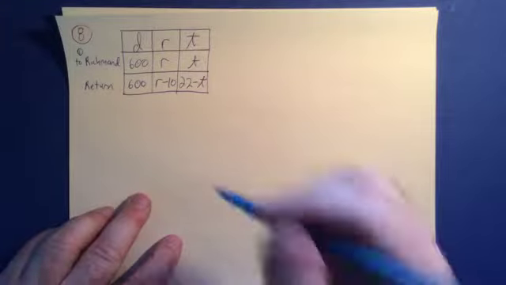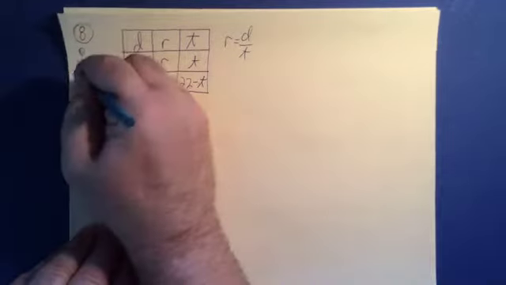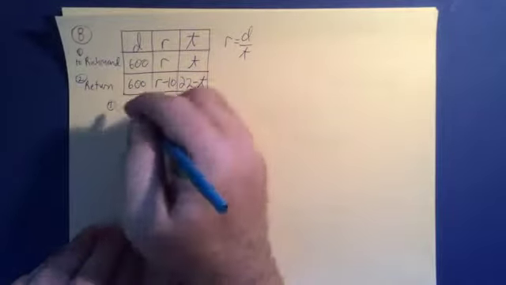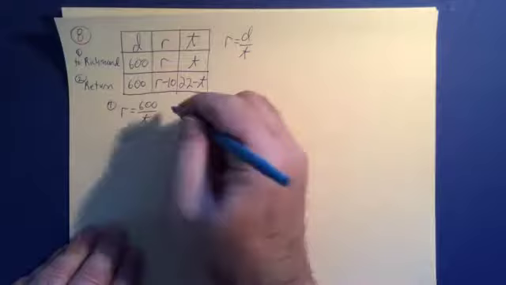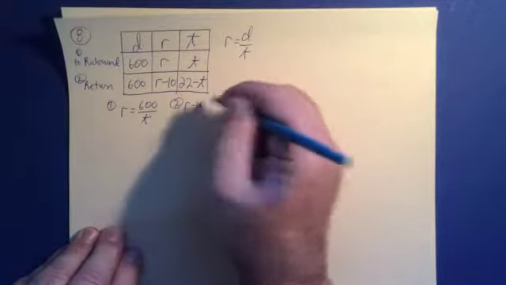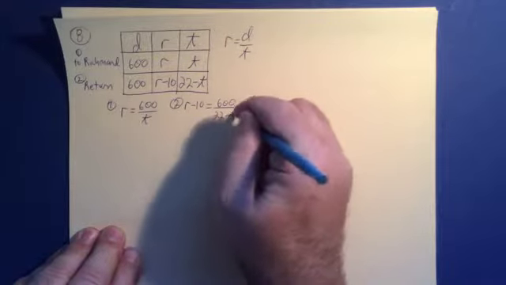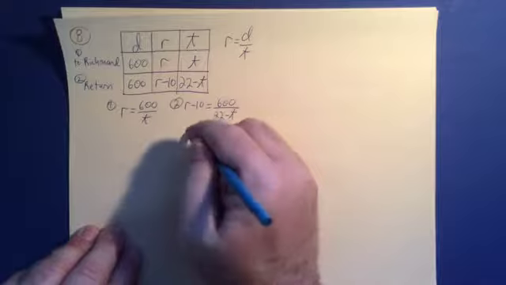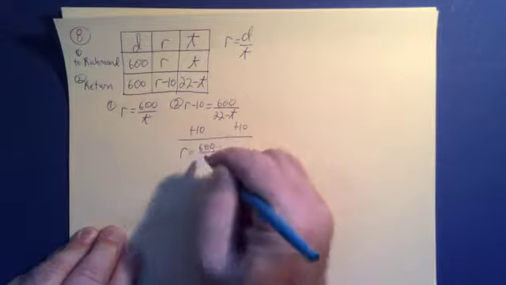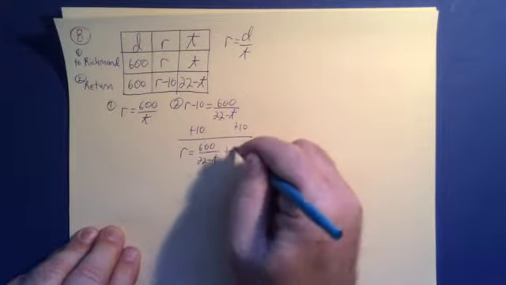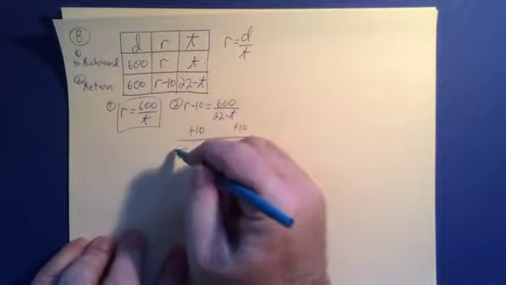Next, again, we're going to solve for r. We're going to use the formula r equals d over t. And we're going to label this 1 and 2. So for number 1, we have r equals 600 over t. And then for number 2, we have r minus 10 equals 600 over 22 minus t. If I add 10 to both sides, that's going to give me r is equal to 600 over 22 minus t, plus 10. So now I have r for both parts here.